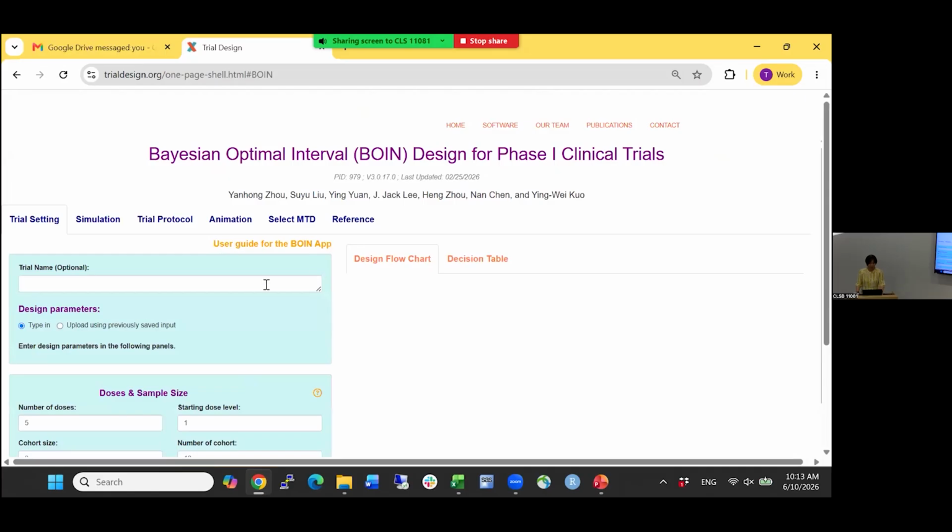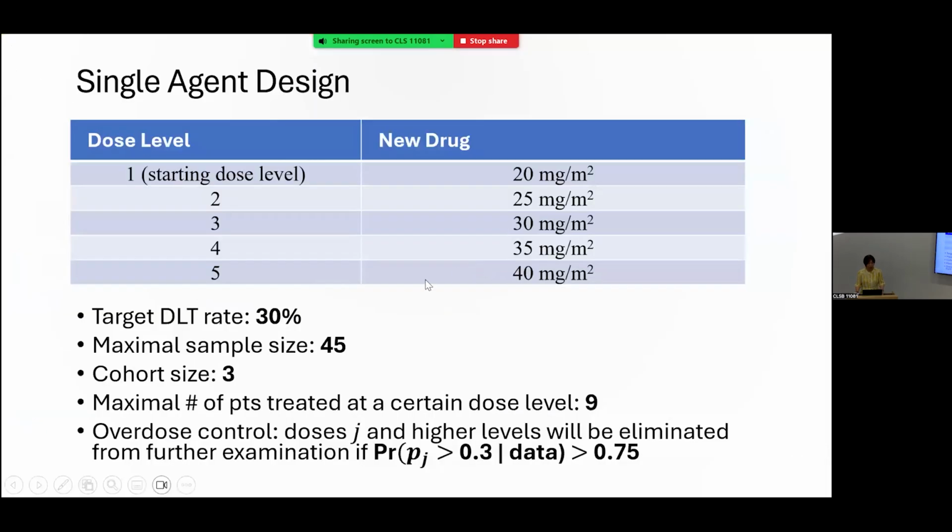website. There are different tabs which enable us to do different steps of the design. I can show you with an illustration one by one. So here I have an example. First, we will talk about a single agent design.